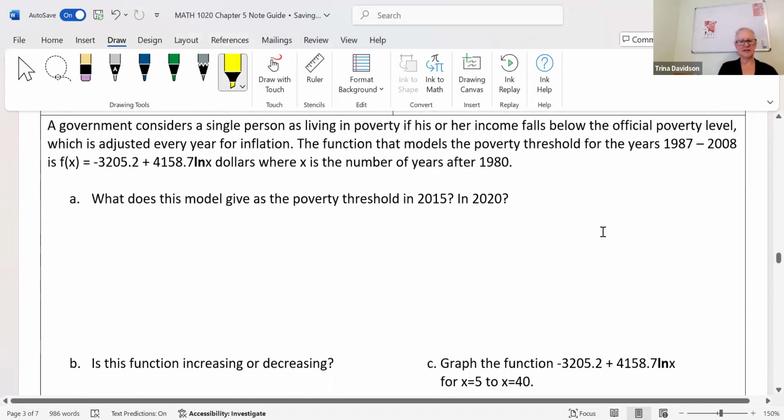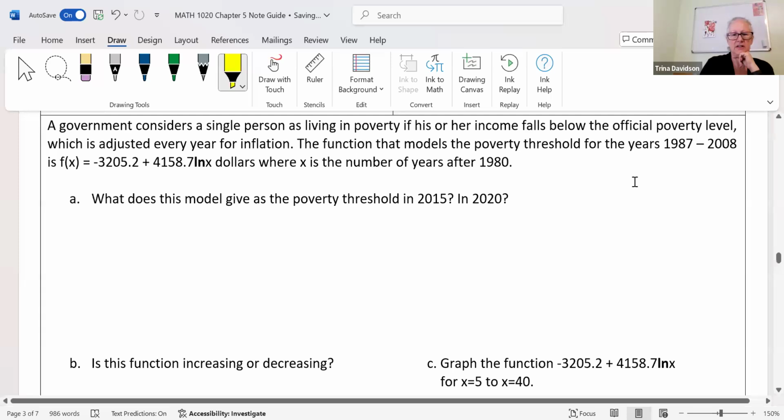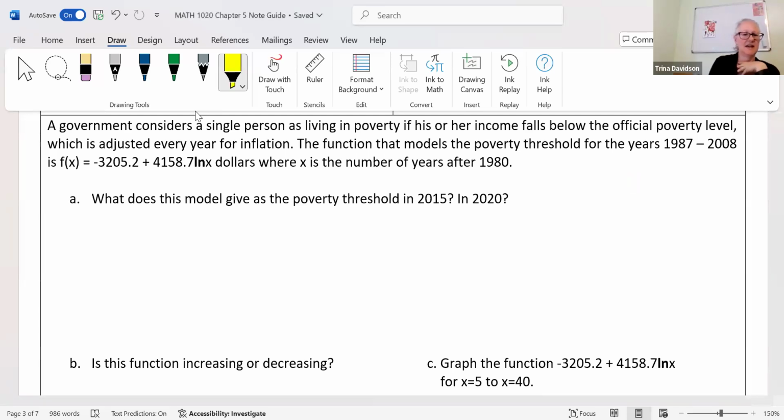The government considers a single person to be living in poverty if his or her income falls below the official poverty level, which is adjusted every year for inflation. So the model is for the years from 1987 to 2008. So here's the equation, where X is the number of years after 1980. What does this model give as the poverty threshold for the years 2015 and 2020?